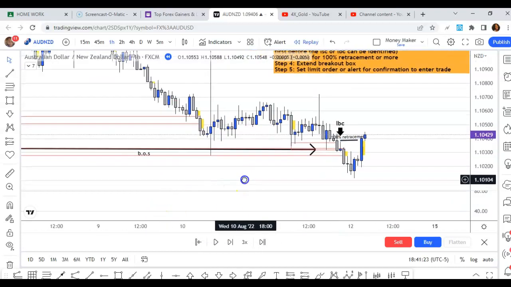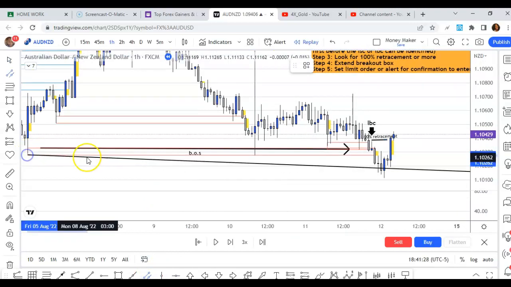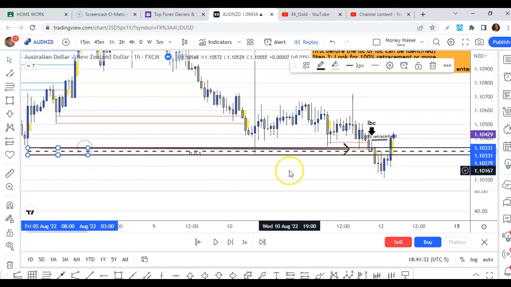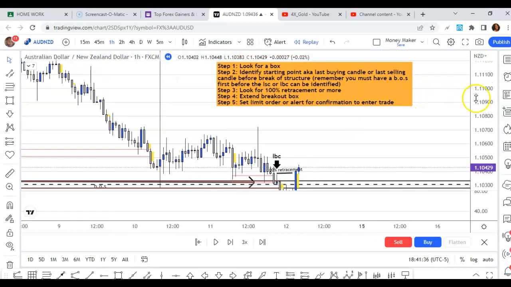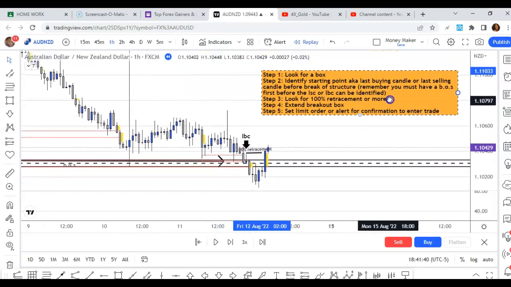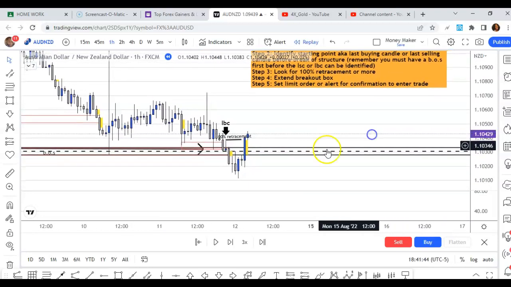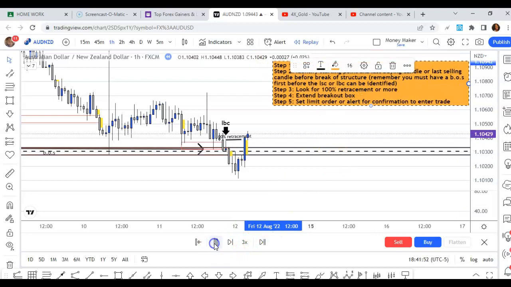You can choose to use your parallel channel to outline the box or a square. With the parallel channel, it'll allow you to set an alert, for those who would like to set an alert and use confirmation before entering the trade. For those who prefer to use a limit order, you can just use a square and set your limit order in that area. Now, we're going to move this market forward.